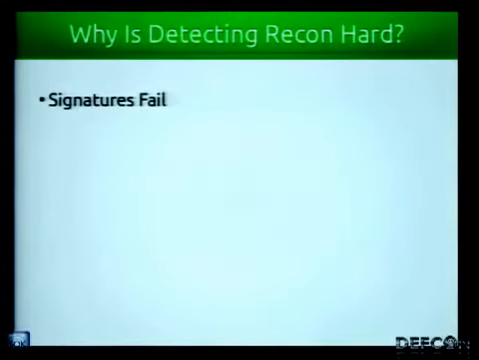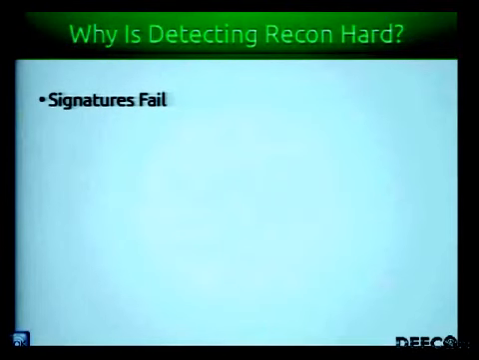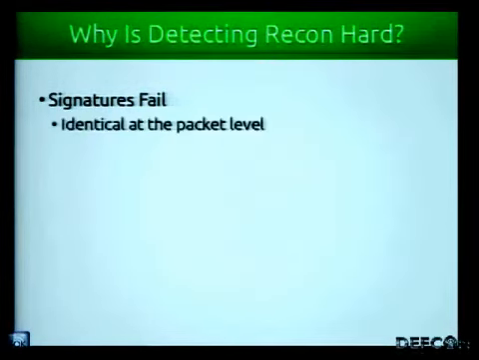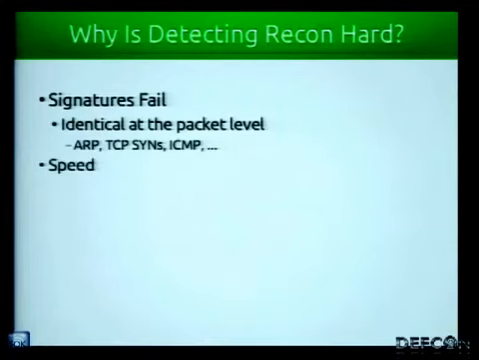So why is detecting reconnaissance hard? I think one of the major reasons is that signatures completely fail, right? If you think back to how I just described performing reconnaissance, they're all identical at the packet level. You do a TCP SYN, and TCP SYNs happen all the time. You can't put a firewall signature on that, or you could maybe, but you'd just be inundated with false positives. ARP, TCP SYNs, ICMP, all this stuff is just the normal workings of networks. That's just how TCP/IP works. You can't just put a firewall signature rule on that stuff.